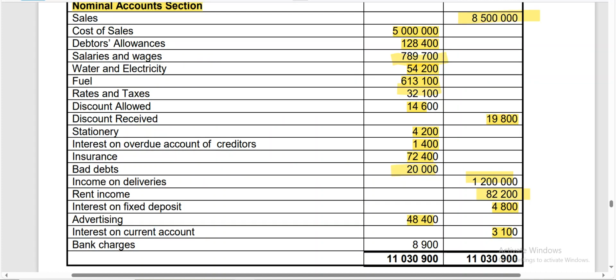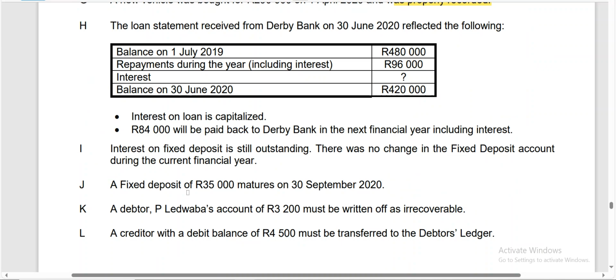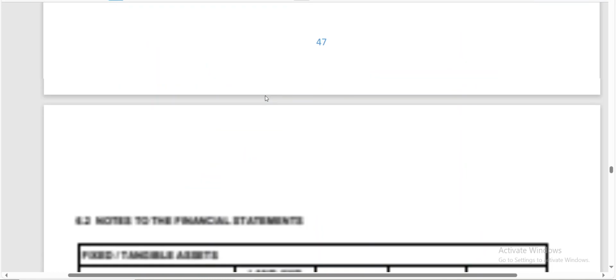Let's check other adjustments. Next, they're saying that a fixed deposit of 35,000 matures on 30 September. So because they're saying that it matures on 30 September, it means that our end of the year is 30 June, so 30 September is within the next 3 months. So it falls within the next 12 months. So remember, if our fixed deposit will mature within the next 12 months, we have to take it out from the long-term fixed deposit to short-term fixed deposit, which is under cash and cash equivalent. So we're going to go there on the face of the balance sheet and do it there, because we are not doing the note here.